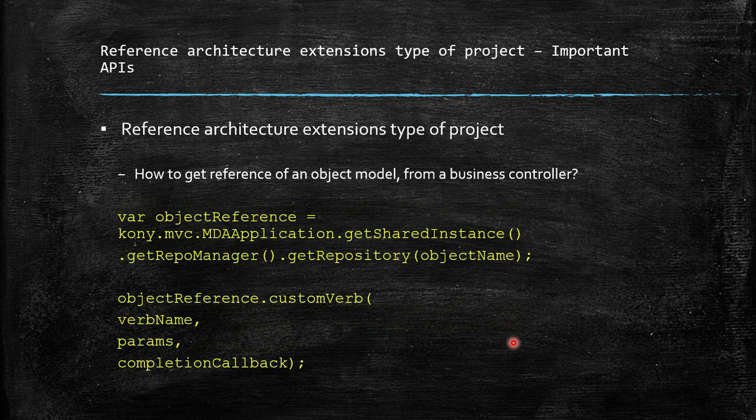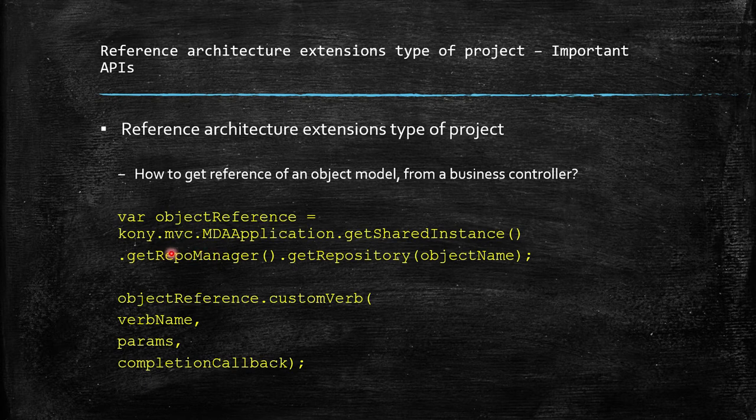Here is the API that you have to use to get the reference of an object inside an object service from the business controller, using the generated models in the front end application, and then to invoke a custom verb defined on that object. First you will have to get the reference of the repo manager, similar to the module manager which we have seen in the previous two scenarios, where you were trying to get the reference of the presentation controller and business controller.